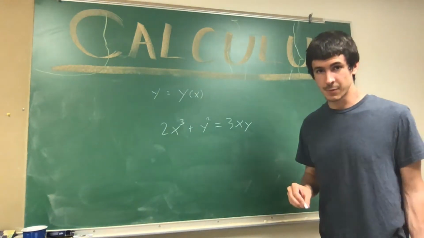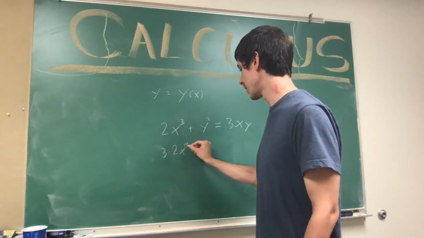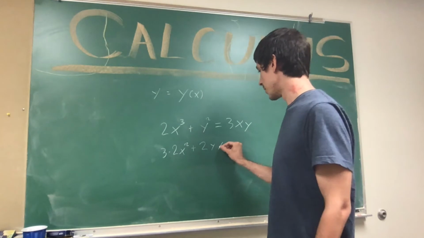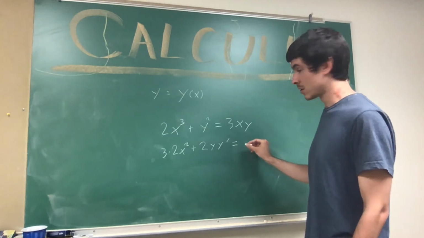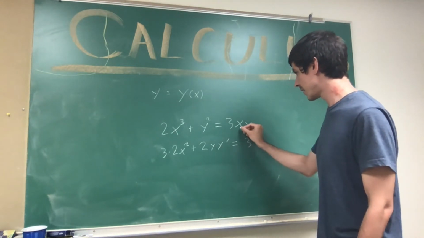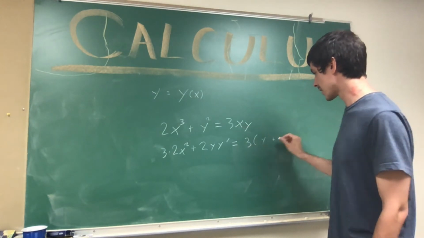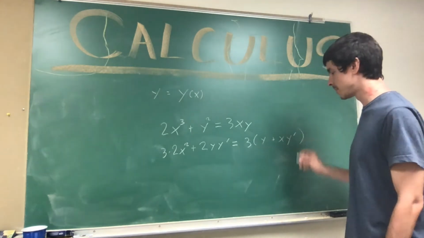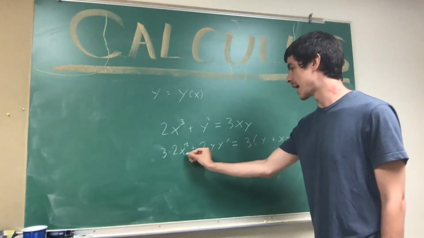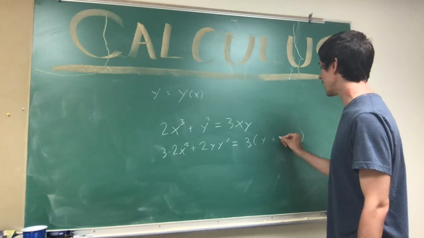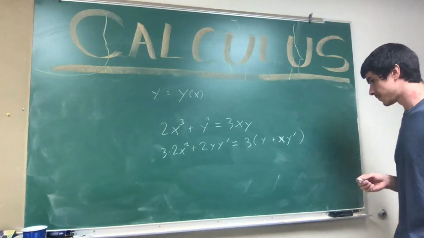So then we could differentiate all this stuff and get 3 times 2x squared plus 2y times y prime equals, and then here we'd have to use the product rule. So we would have 3 times, we take the derivative of x and leave y, and then leave x and take the derivative of y, so x, y prime. And all these derivatives are with respect to x, which is why y is a function of x, but x doesn't need to be considered as a function of x, so we don't have any x primes in here. The x primes are just 1.